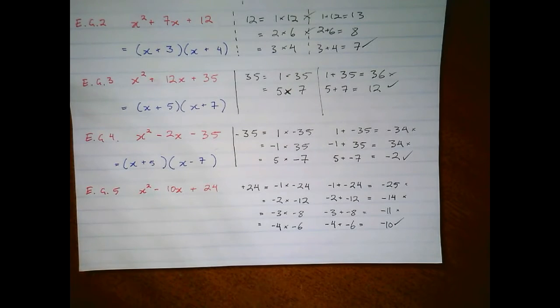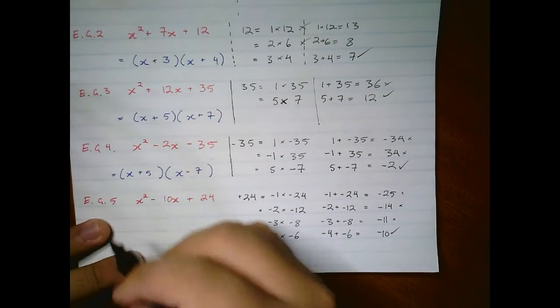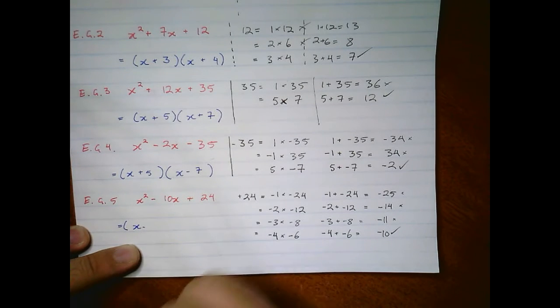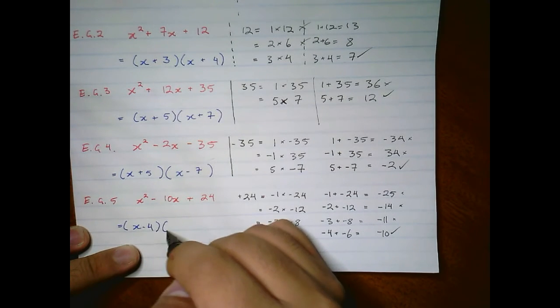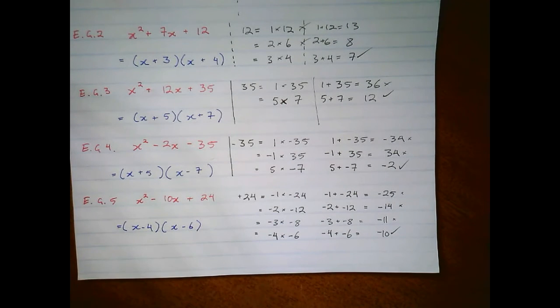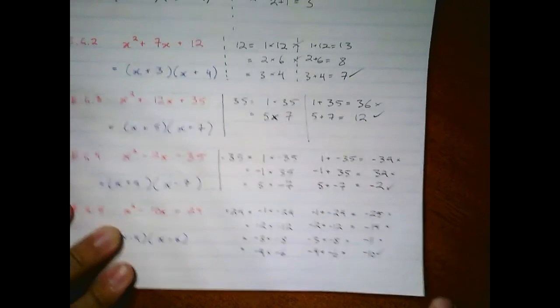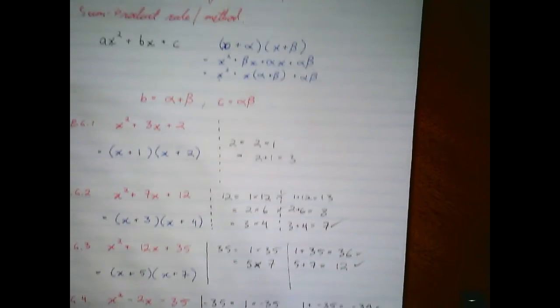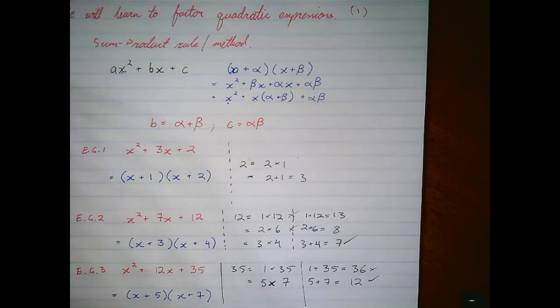So now we definitely know that this will factor into x minus 4, x minus 6. So that concludes the examples that I have for factoring using the sum and product method.